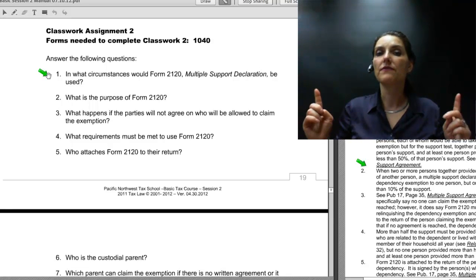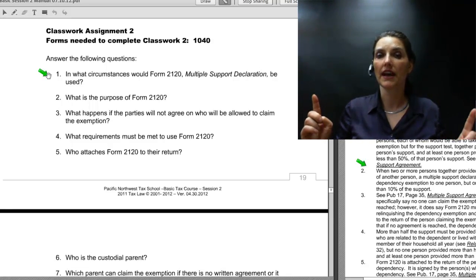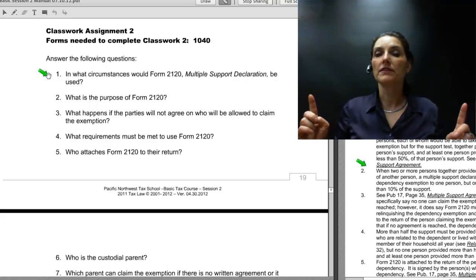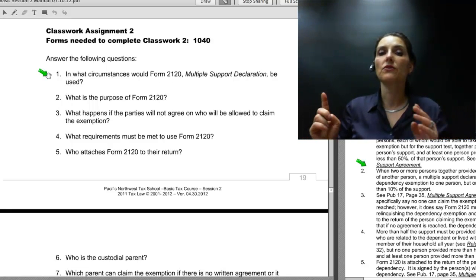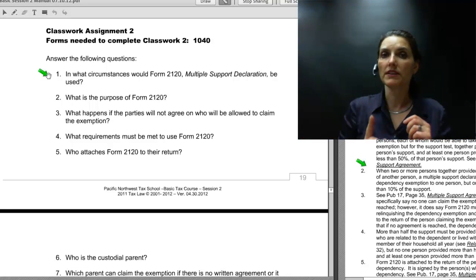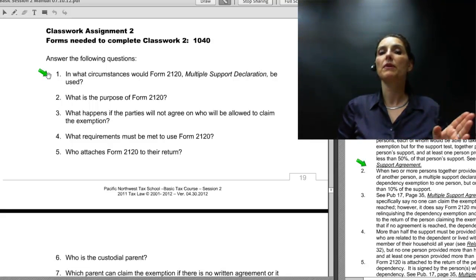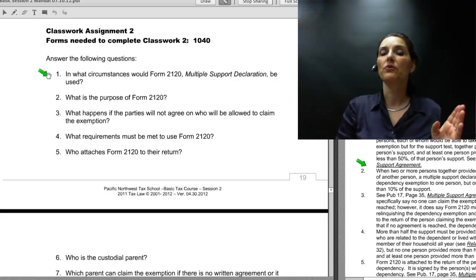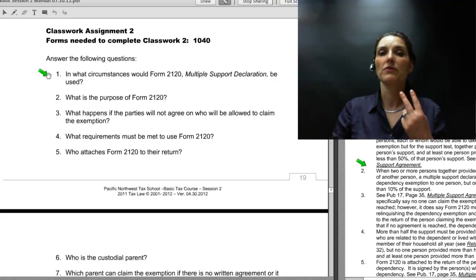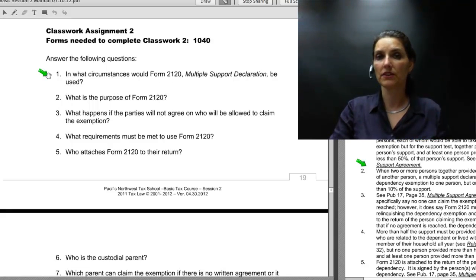If that happens, the IRS says even though you meet all of the tests but you fail one test, the support test, will allow you to claim the dependency exemption for that person if all of the other people who helped support that person give up their entitlement to that exemption. So the form is used when two or more people each provided more than half the support, but no one provided more than half singly or individually.